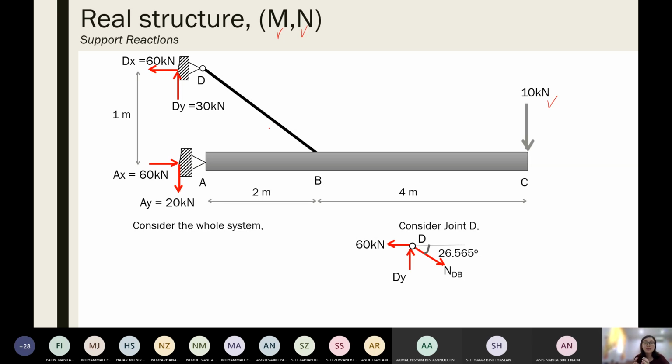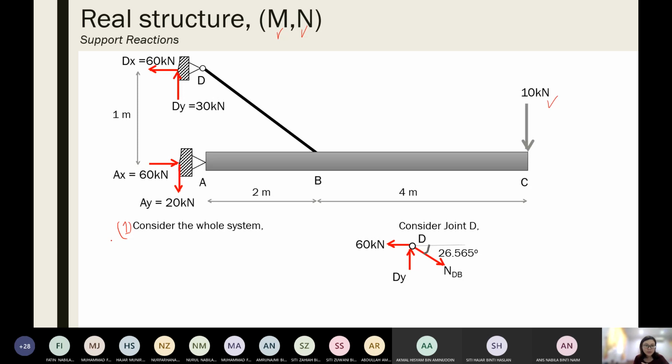So now in this case, we are going to choose the first one. I consider the whole system, which means that I do not cut any section here. So Ax, Ay, Dx, Dy, the answer is already given here, but we need to determine it.